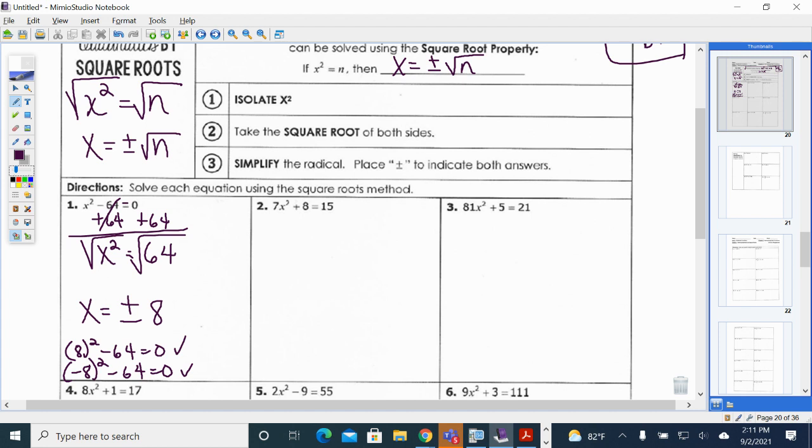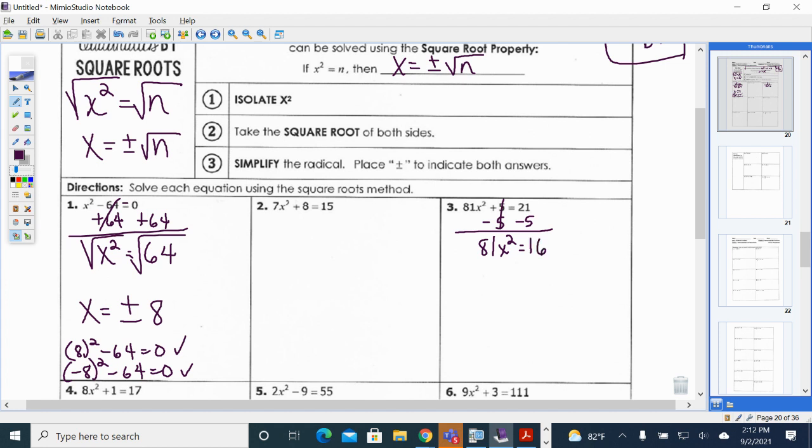All right, let's look at number 3. We've got 81x squared plus 5 is equal to 21. Again, the first step is to isolate the x squared. So I'm going to subtract the 5. Because it's a plus 5, remember we need to do the opposite and subtract. So we get 81x squared is equal to 21 minus 5, which is 16.